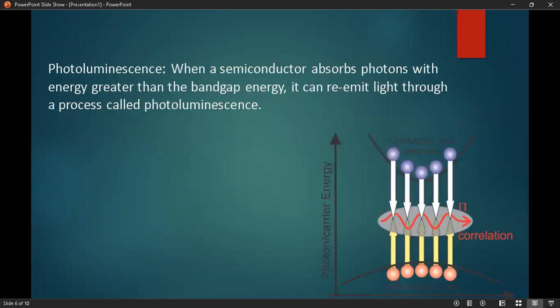Another property of semiconductors is photoluminescence. When a semiconductor absorbs a photon with energy greater than the band gap energy, it can re-emit light through a process called photoluminescence.